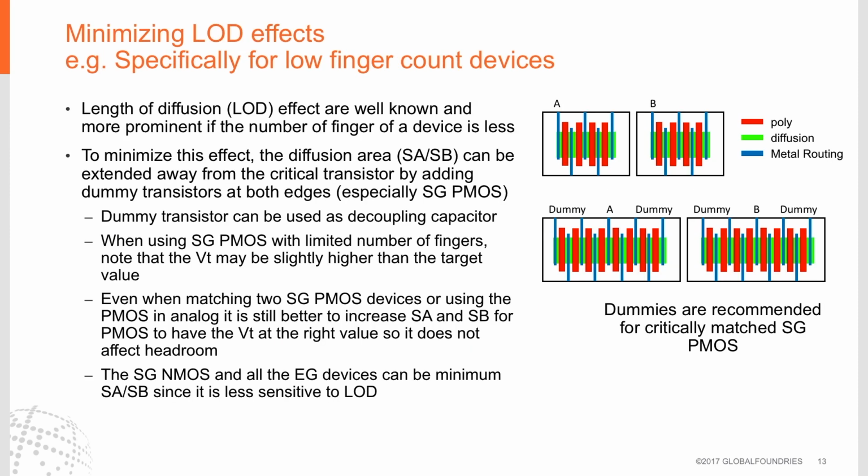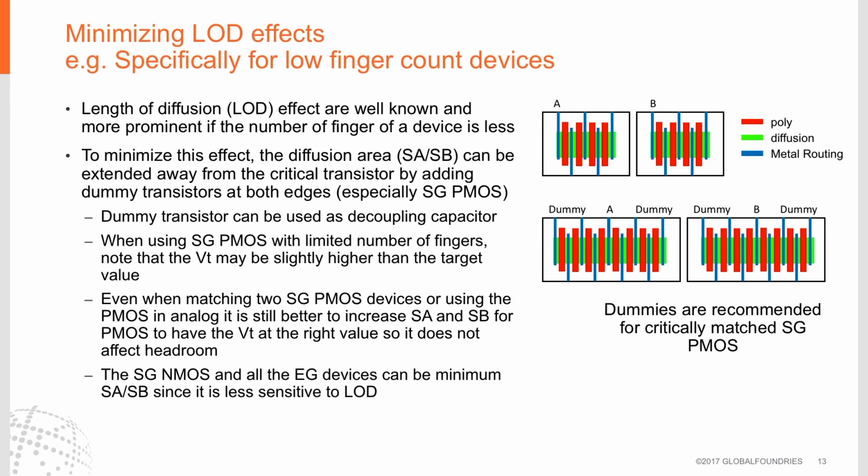To minimize the LOD effects, especially for low finger count devices, the length of diffusion effects are well known and more prominent if the number of fingers is lower. To minimize this effect, the diffusion area can be extended away from the critical transistor by adding dummy transistors at both edges, especially for the SG PMOS. Dummy transistors can be used as a decoupling capacitor.